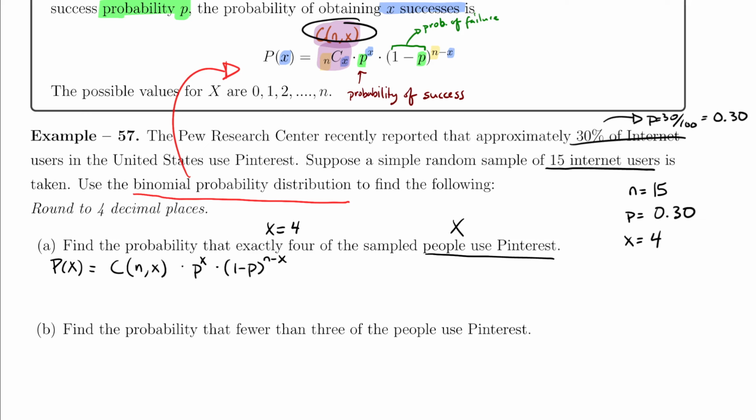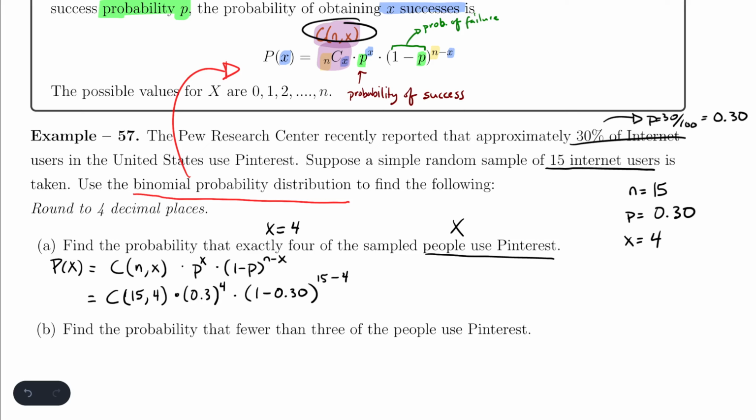Now this is the general formula. Specifically in our part A, we care about n is 15, so the combination of 15 select 4, multiplied by the probability of 0.3 raised to our x value of 4, times 1 minus 0.3 raised to the power of n, which is 15 minus 4.